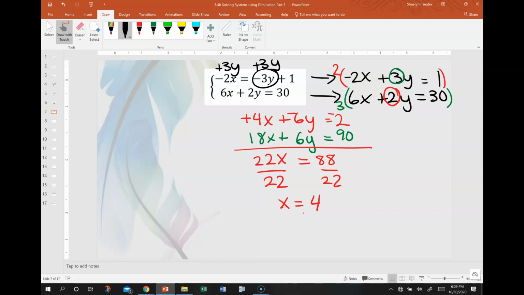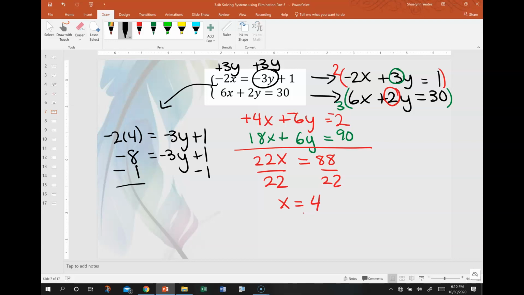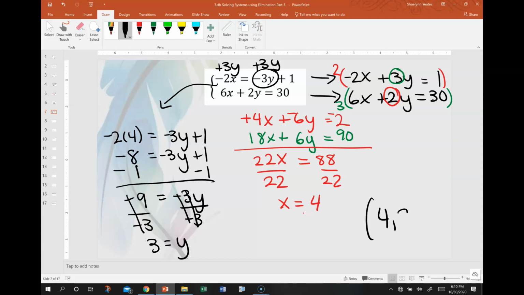From here, I'm just going to go back to one of my original equations. So I'm going to use this top one. So I've got negative 2 times 4 equals negative 3y plus 1. So this is negative 8 equals negative 3y plus 1. So we subtract 1 from both sides, not 8. And I get negative 9 equals negative 3y. Then I divide both sides by negative 3. And the negatives cancel out over here, and 9 divided by 3 is 3 equals y. So my solution is 4, 3.